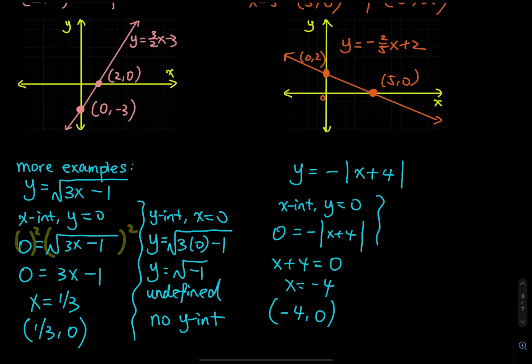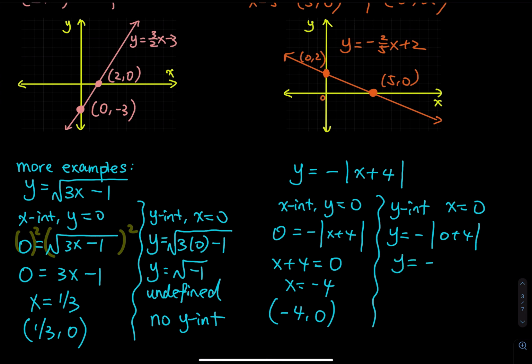How about the y-intercept? For the y-intercept, we let x equal 0. So we have y equals negative absolute value of 0 plus 4. Since the negative is outside the absolute value, that doesn't affect anything. So we will just have -4. So the y-intercept is when x equals 0, y equals -4.